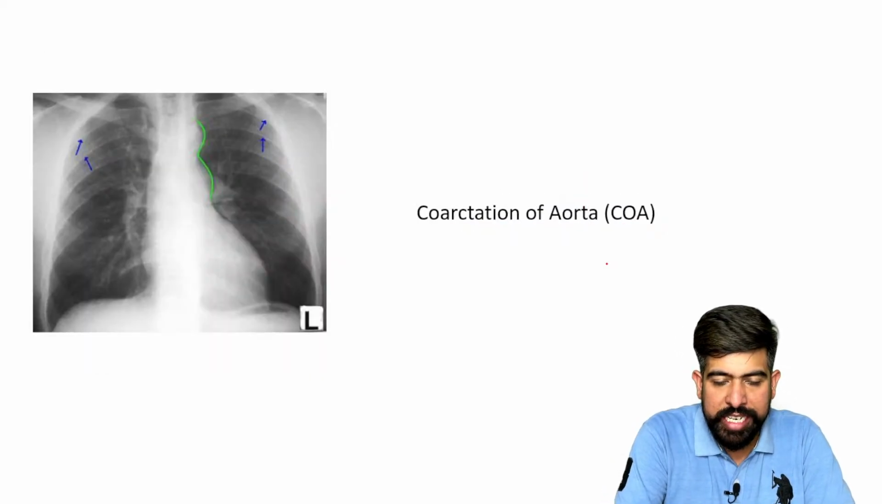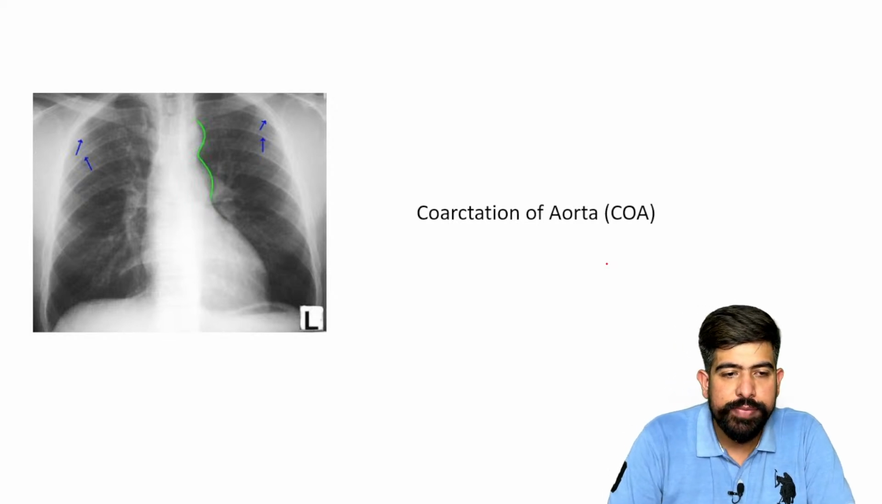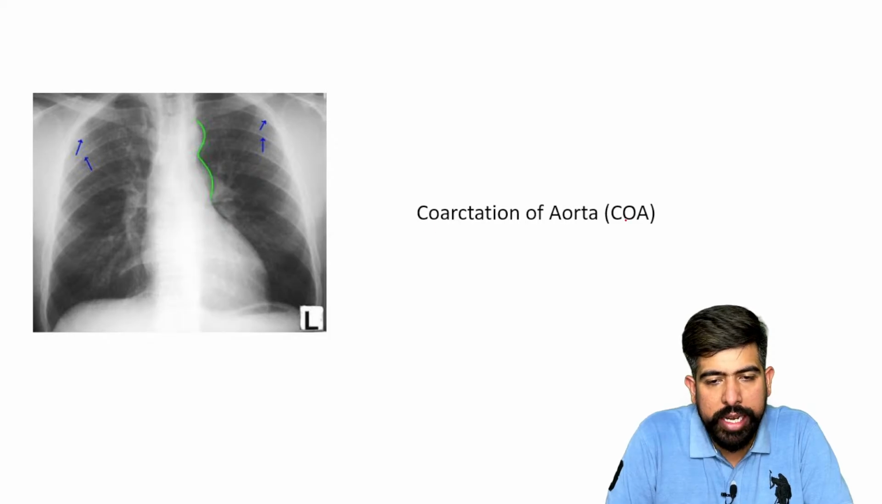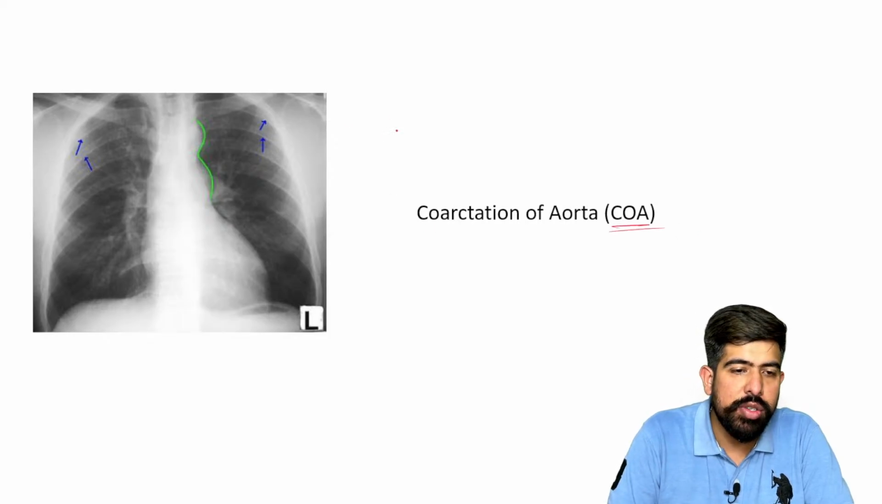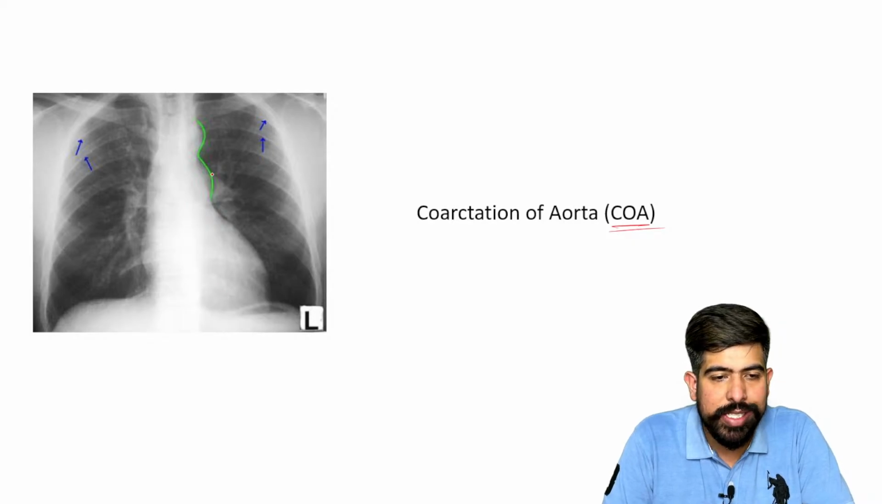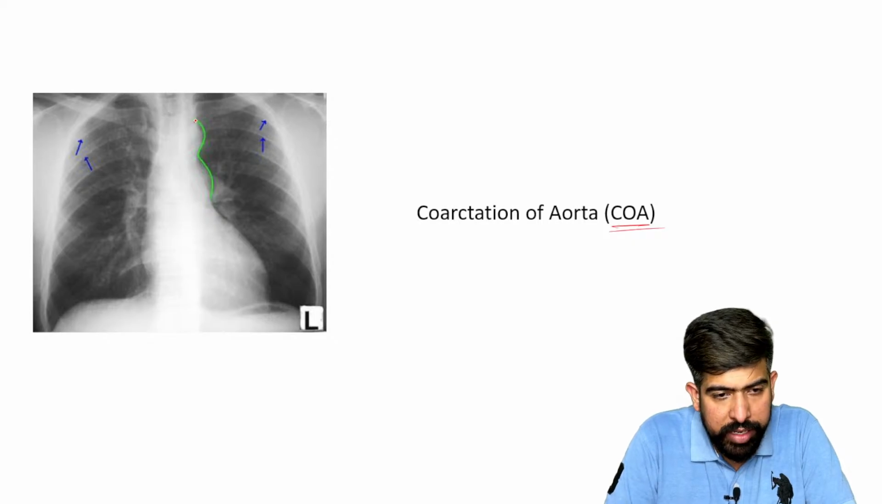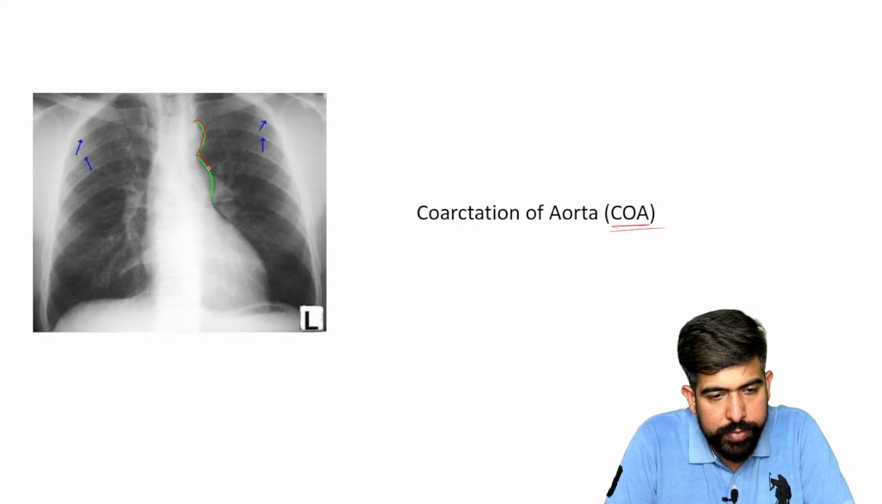Moving forward to the next one. The next is coarctation of aorta, which is also known as the figure of 3 sign. And what is the figure of 3? Here you can see that as the aorta is exiting from the heart, it is giving a figure of 3. This is your figure of 3.